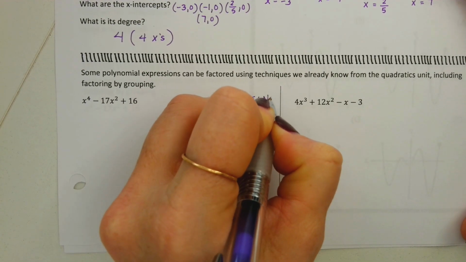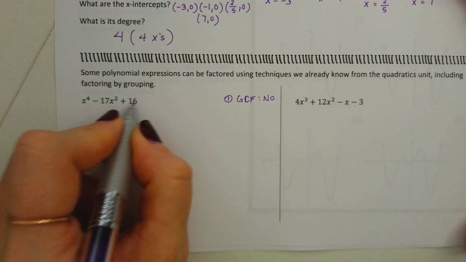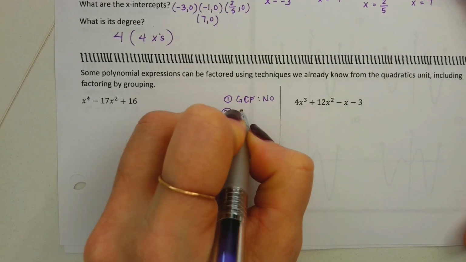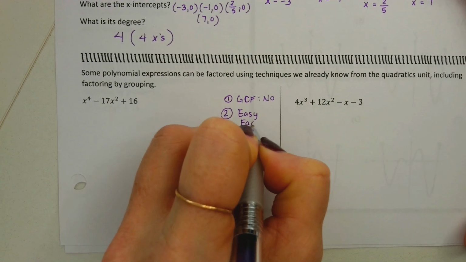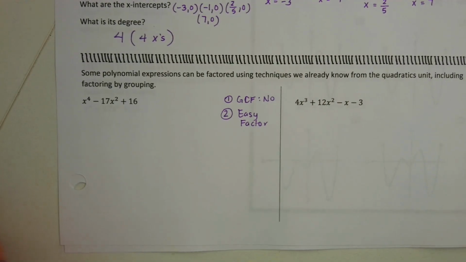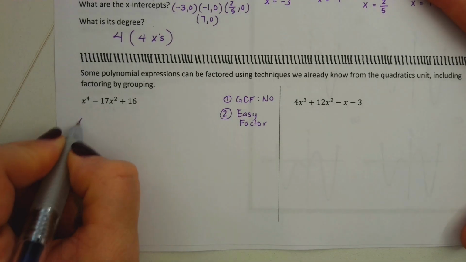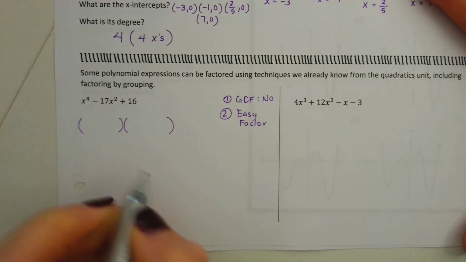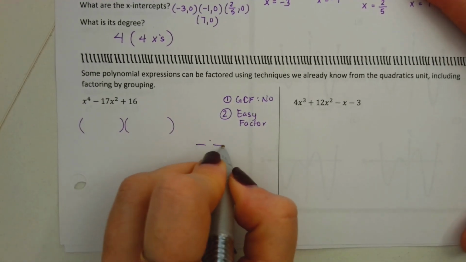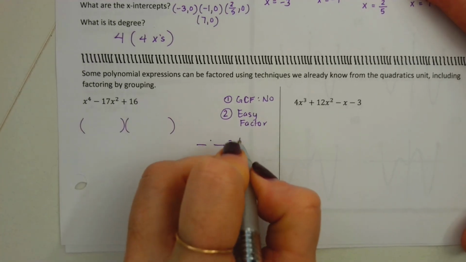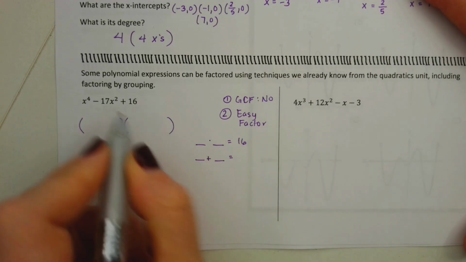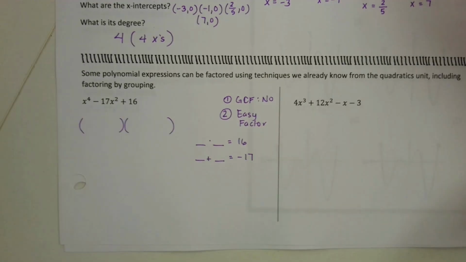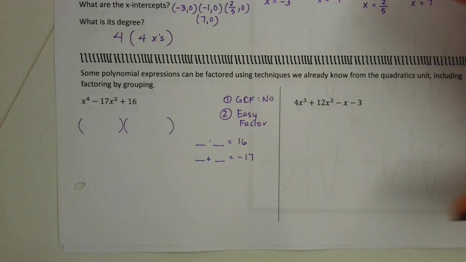GCF, no. Okay. Second thing, I know it doesn't look like it, but you can factor it using easy factoring. That front number is a 1. And if you remember back to the review, thinking about how we did this, we're looking for two numbers that multiply to C, which is 16, but those same two numbers need to add to B, which is negative 17. What are those two numbers?